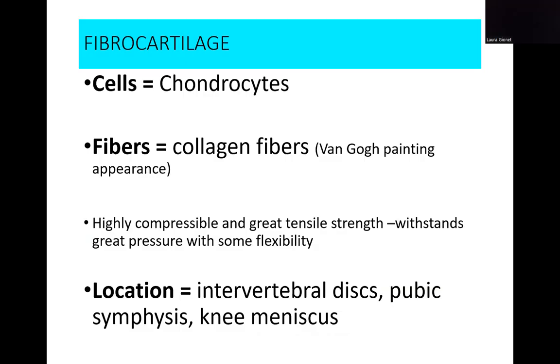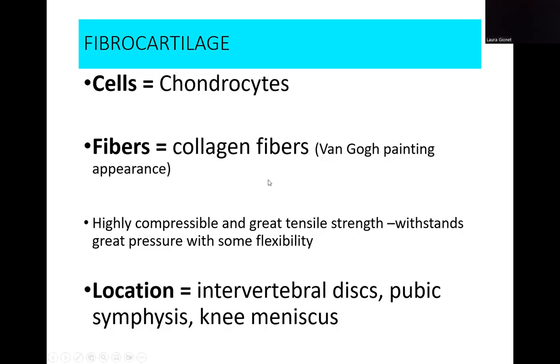Okay, then our last cartilage is fibrocartilage. The cells, of course, are chondrocytes, so same kind of cells. The fibers are collagen fibers, and the collagen fiber is going to take up a bluish stain, and they're rather undulating. So I call it the Van Gogh painting appearance, because you have these blue wavy lines like Starry, Starry Night. If anybody got to the Van Gogh exhibit down at the Valley in the last couple of years, you would have seen that.